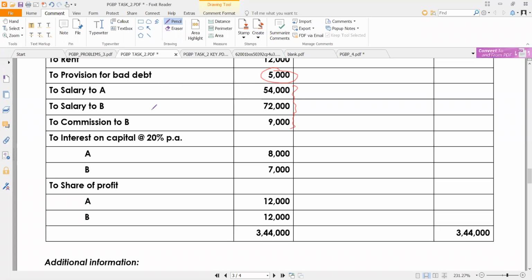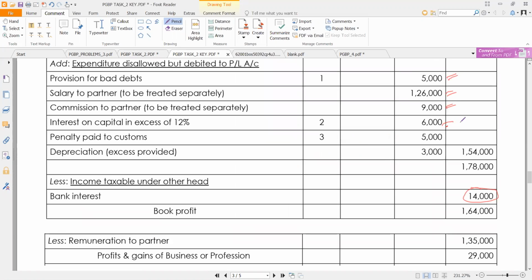Interest on capital is given at the rate of 20% per annum. So 15,000 rupees, let us say, is representing 20%. But law allows only 12%. So how much will be the disallowed amount? So 15,000 rupees is representing 20%. How much is disallowed? That is 6,000 rupees to be added back. That is disallowed under 40B.